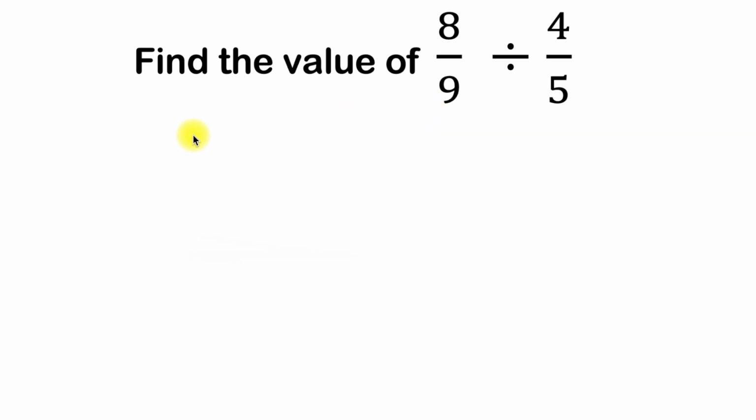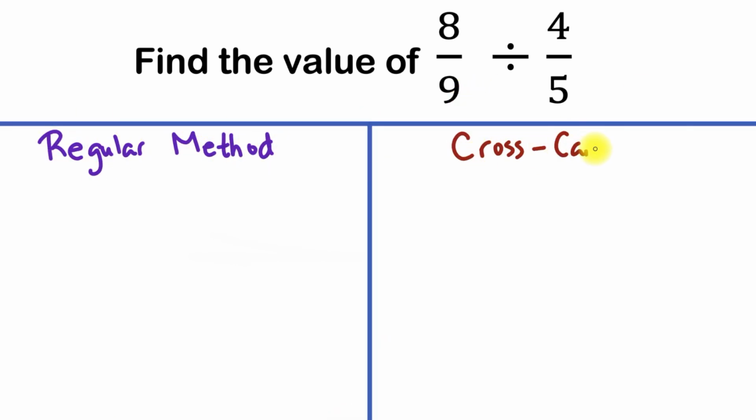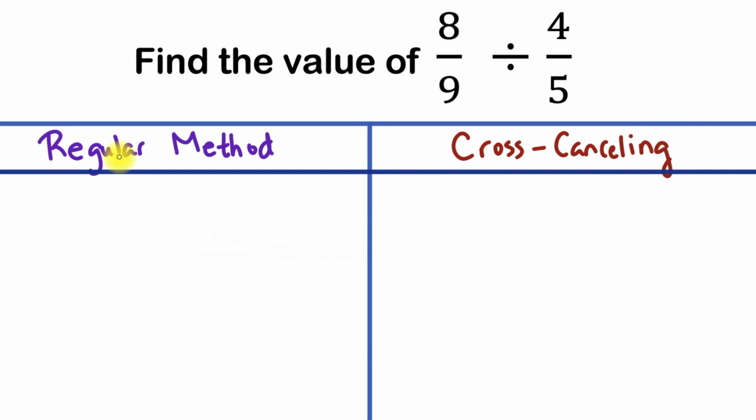In this question, we're being asked to find the value of 8 over 9 divided by 4 over 5. I'm going to do it two ways. I'm going to answer this question using the standard method, and then I'm also going to answer it using the cross-cancellation method. So let's start by rewriting our question here.